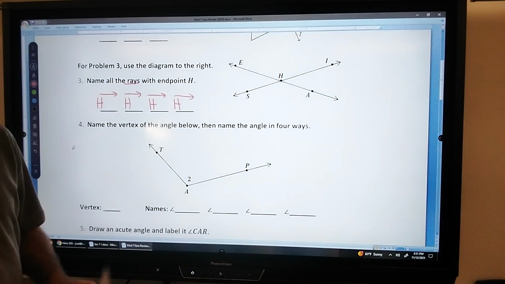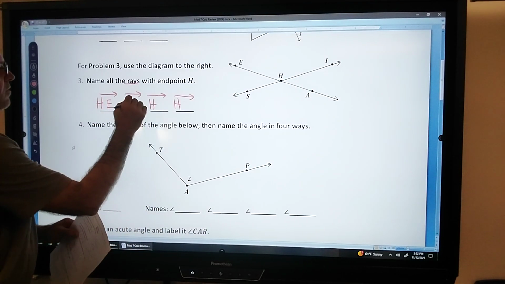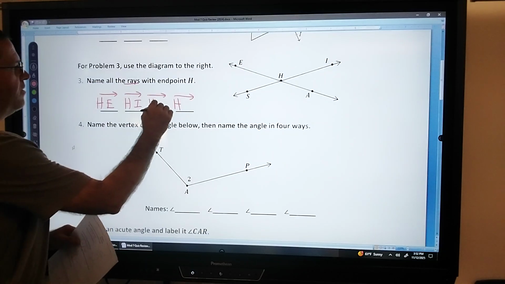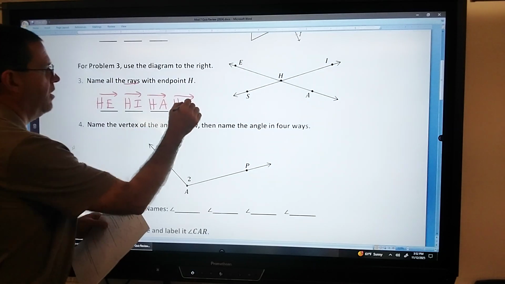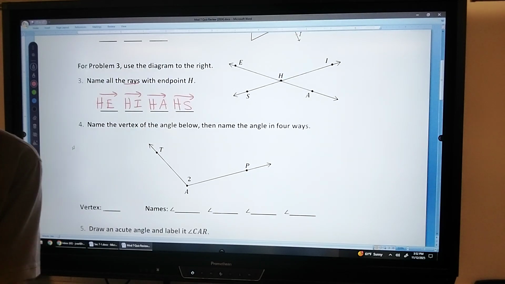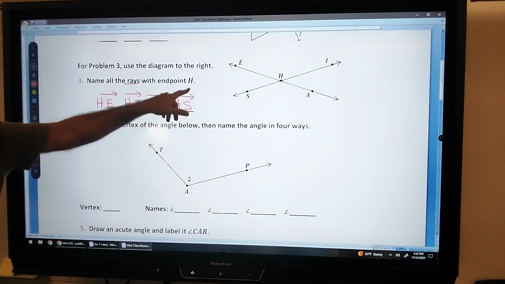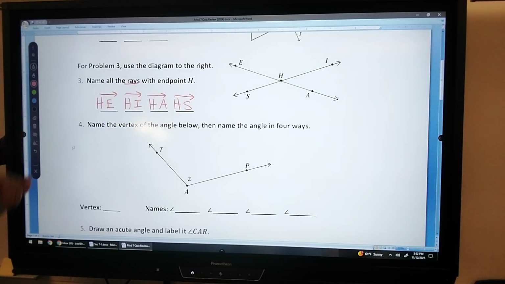It does not matter the order you put these in. We would have HE, HI, HA, and HS. So again, it doesn't matter the order you have those in, but you have to have the notation above it. You also have the endpoint is your first letter for each of those.